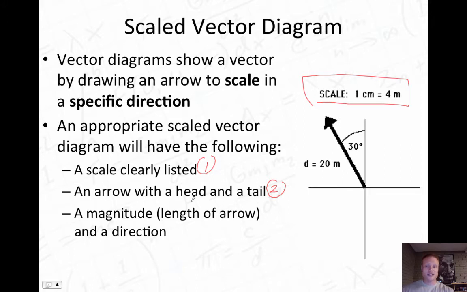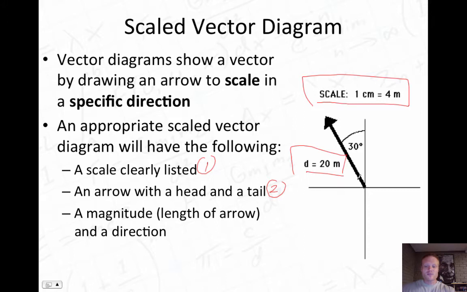Basically, the magnitude is the length of the arrow. So the length of this arrow, we would measure it, and let's say we measure it to be 5 centimeters long. Well, how long is that really in real life? Well, if 1 centimeter is 4 meters, 4 times 5 would be 20 meters. So that basically means that some object traveled 20 meters. That's what this arrow means.